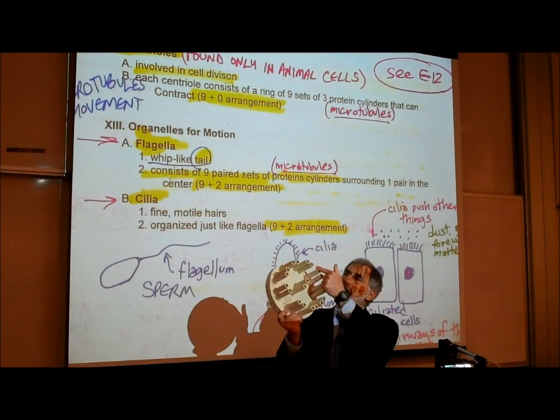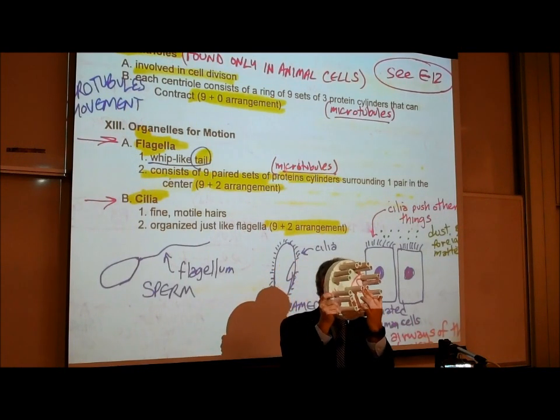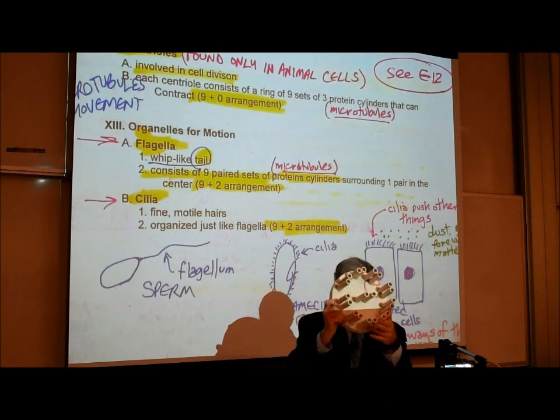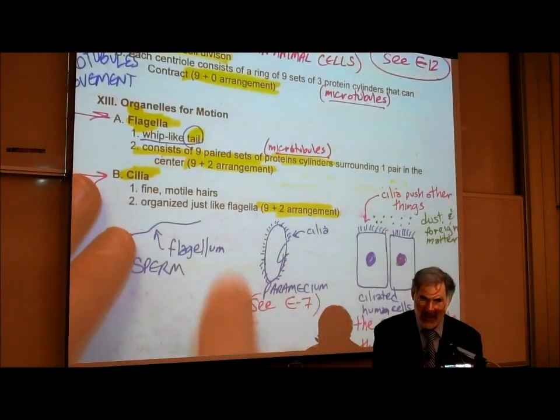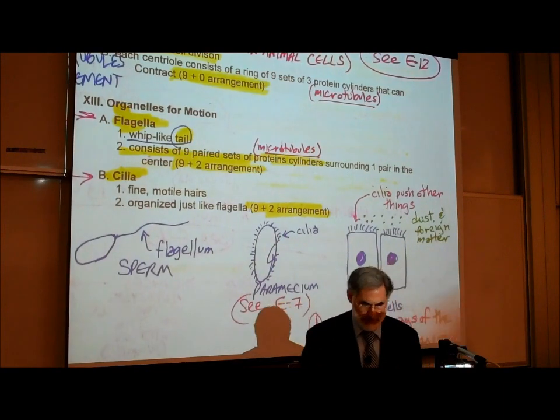This is 9 pairs of microtubular proteins, tube-shaped proteins with a pair in the center. This is known as a 9+2 arrangement of microtubules. All right, and then a cilia. Cilia are fine motile hairs that are organized just like flagellum.